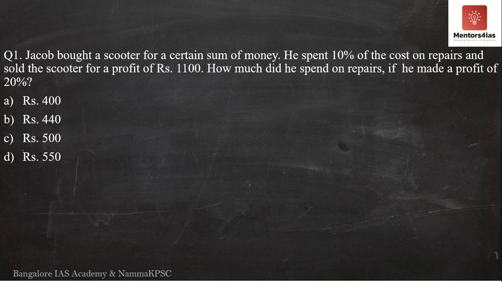Question number 1 says, Jacob bought a scooter for a certain sum of money. He spent 10% of the cost on repairs and sold the scooter for a profit of rupees 1,100. How much did he spend on repairs if he made a profit of 20%?